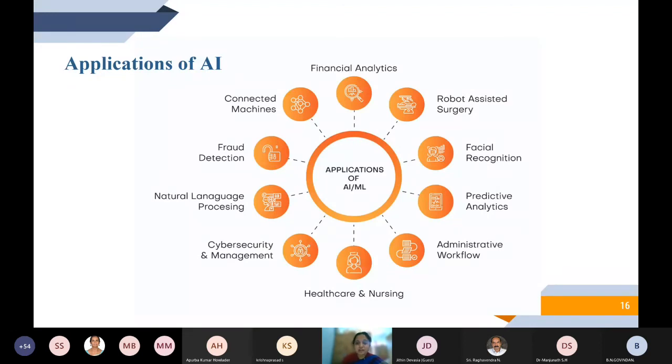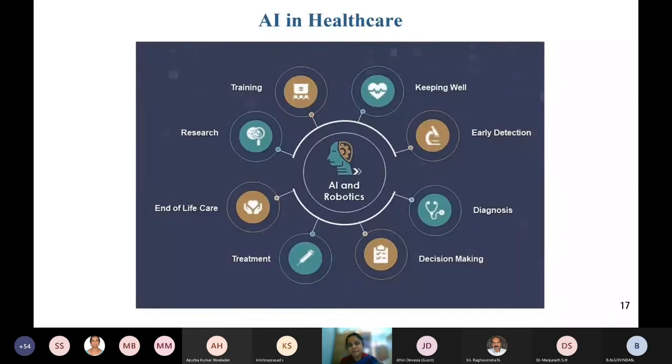Coming to the applications, I've already mentioned these, but whenever I mentioned applications, it could be robotic assisted surgery, facial recognition, predictive analysis, administrative workflow, how exactly the administration happens, healthcare and nursing, cybersecurity, natural language processing, fraud detection. That is another thing for security, cybersecurity and management, and fraud detection I didn't mention earlier. And we do have the connected systems. So we'll just take a few of them here as specific.